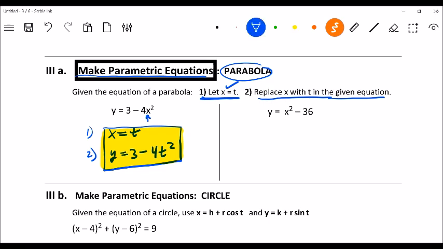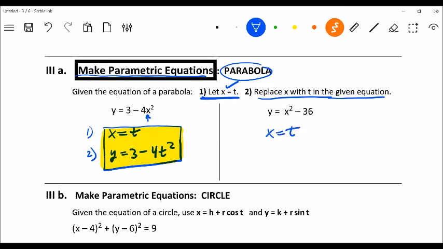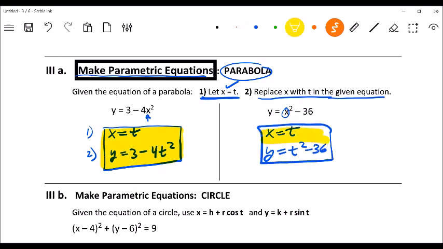We'll do the same thing on the other side, and it's just that easy. We just say x equals t, and then put a t in for the x. t squared minus 36.